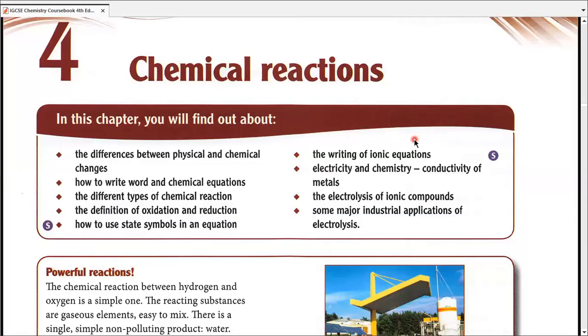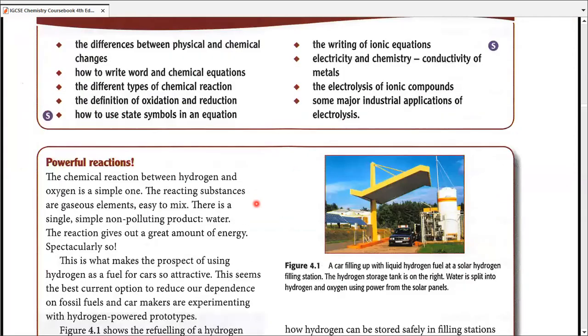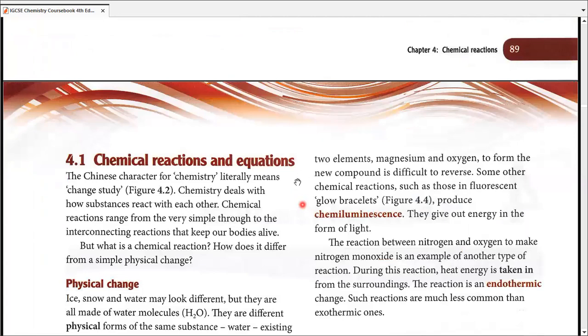Right, this chapter is all about chemical reactions. The start of the chapter is pretty much something that we have already done back in chapter number 2.